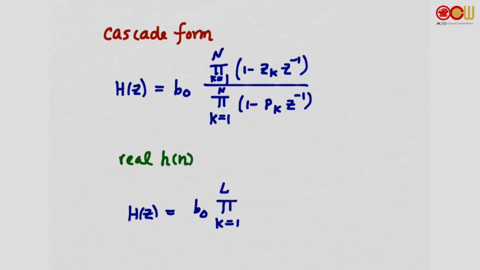Very often, the systems that we are concerned with have real coefficients. The coefficients h[n] are real. In this case, the poles of H are complex conjugate pairs, except those on the real axis. Similarly, the zeros are also in complex conjugate pairs, except those on the real axis. Then we can combine those pairs of complex conjugate poles or zeros to make a second order section.